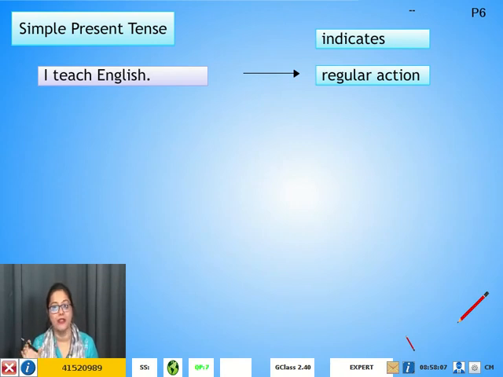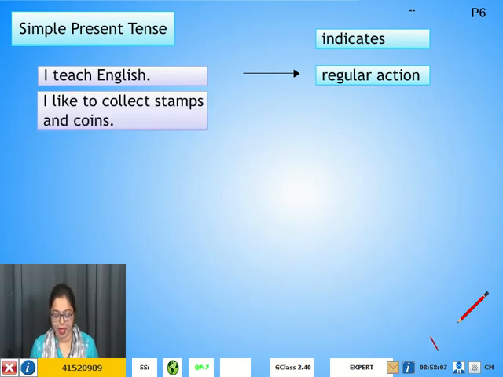So what does it indicate? Follow the indication very carefully, you might need it. I teach English. This sentence is a regular action. So simple present tense applies to anything that we do regularly. What do you all do regularly? You brush your teeth regularly, yes or no? So that is a regular action, and that is in simple present tense. Similarly, this sentence, I teach English, is a regular action.